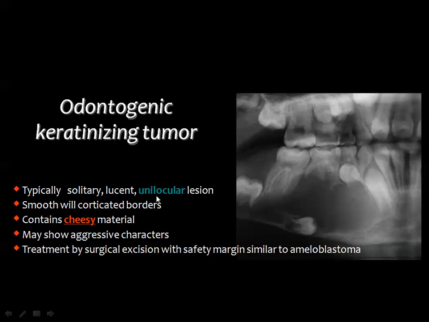Few cases, a small percentage, occur as unilocular, but this lesion is primarily a unilocular pathology. It contains a cheesy material, and less frequently it may show aggressive characters, but in most of the cases it appears benign. The treatment is similar to ameloblastoma, excision with a safety margin.